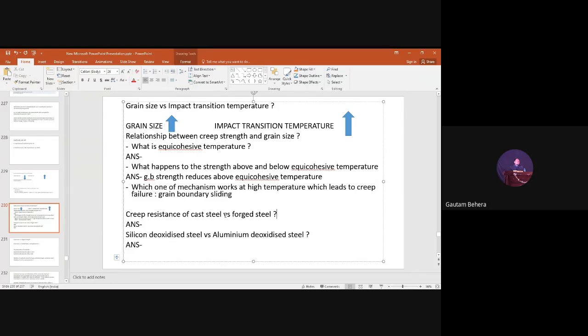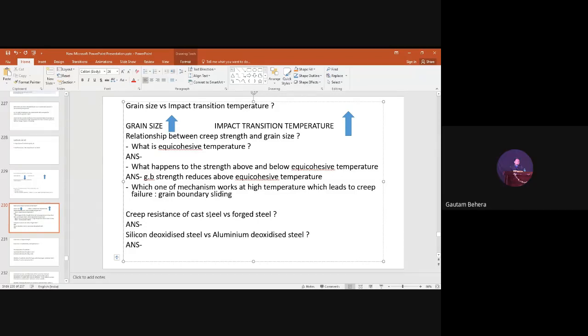But what about cast steel? After casting, what is the grain size? Bigger or smaller? Bigger. Very good. Why bigger? Can you justify? Because of slow cooling, sir. Yeah, because of slow cooling. Sir, no work has been done upon the specimen. No work is done. That is fine.